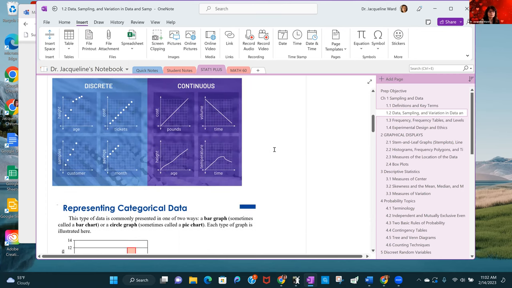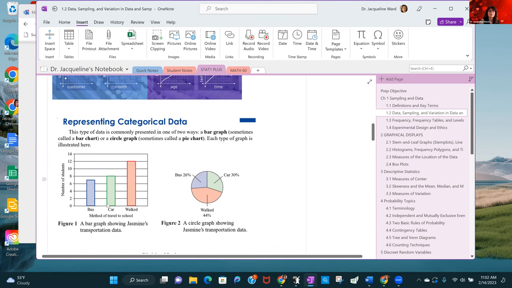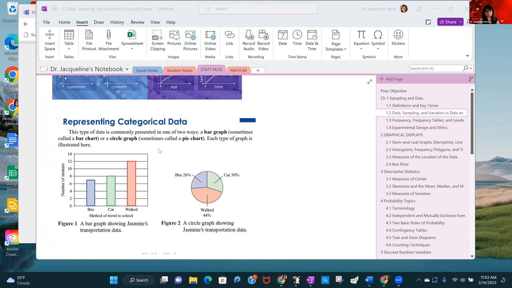Okay. So there are some common ways to represent categorical data. These are where you have the individual categories, it's qualitative data. Commonly we use a bar graph, right? So here maybe you've surveyed a high school class on how they got to school. 7 took the bus, 8 went by car, and 12 walked to school. And so this is a nice display of the data.